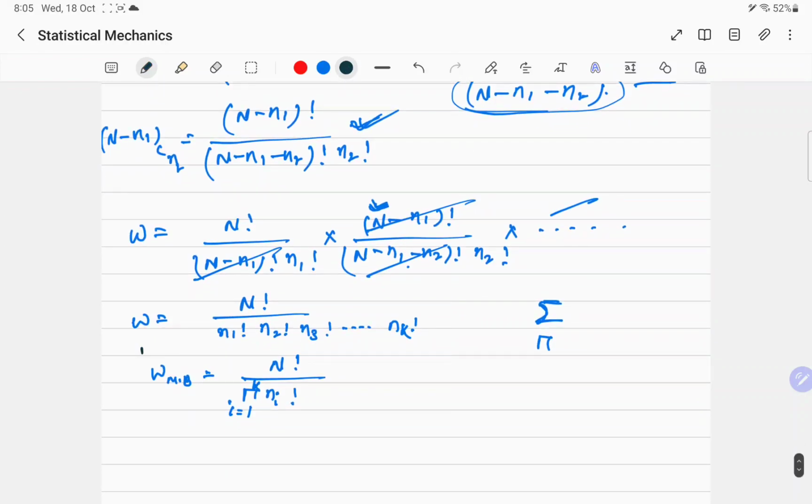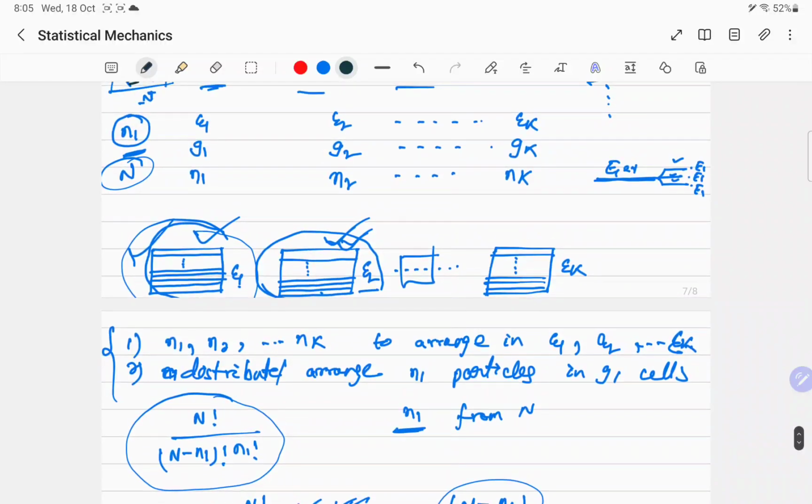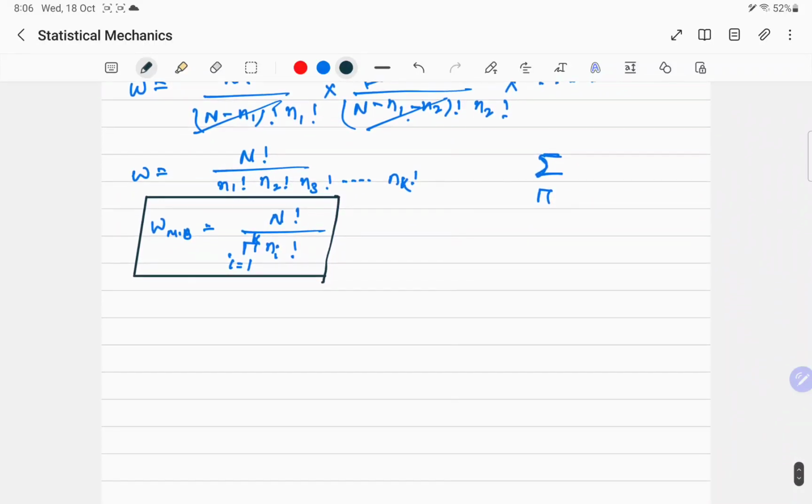So now we are done with the first goal. What was our first goal? Our first goal was to take n1 particles, n2 particles and nk particles from this n and arrange them in these boxes. The first goal is completed. Now I have n1 particles in my hand to arrange in these cells: n1 particles in this cell, n2 particles in this cell, nk particles in this cell. That will be our second goal.